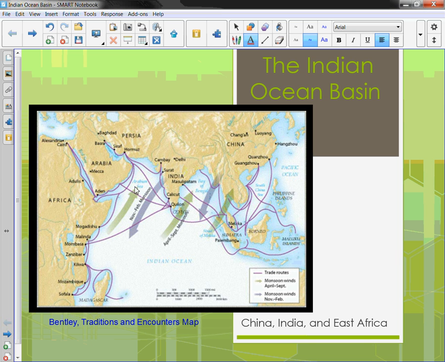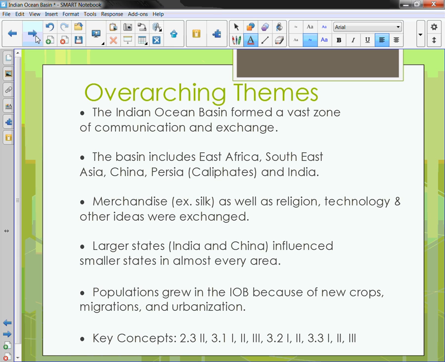South Asia, East Africa, the Middle East, including Persia, and East Asia as well. So we're going to be looking at all of these areas. That covers chapters 13, 15, and 18. So here are your overarching themes and key concepts that deal with this section.